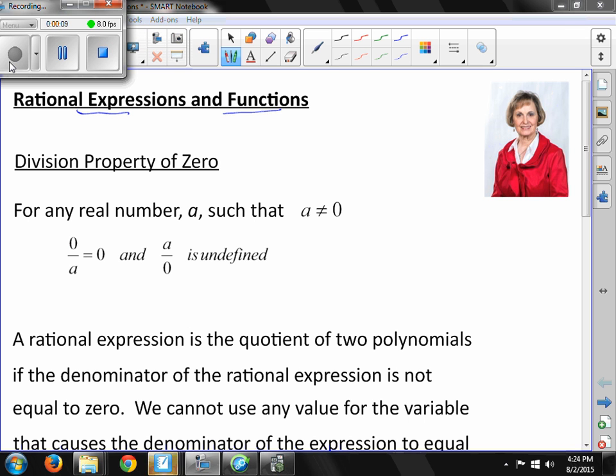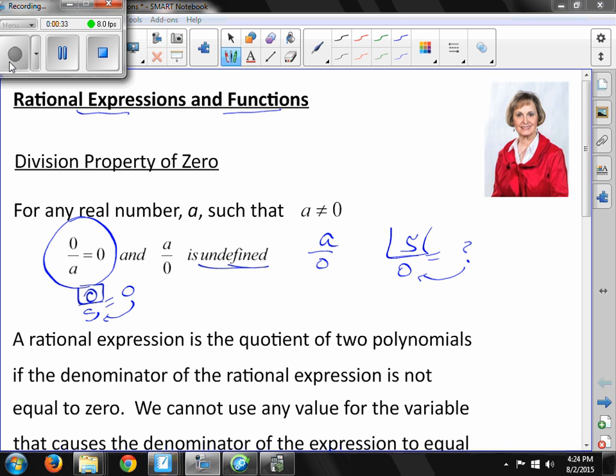For any real number a, such that a is not equal to 0, 0 divided by a is 0. That's like 0 divided by 5 is 0 because 0 times 5 is 0. And a divided by 0 is called undefined. Remember, we cannot divide by 0. 5 divided by 0, there is nothing we can multiply times 0 and get 5. Division by 0 is said to be undefined.